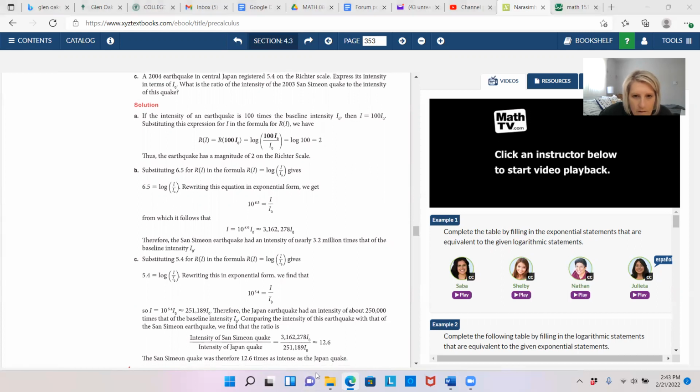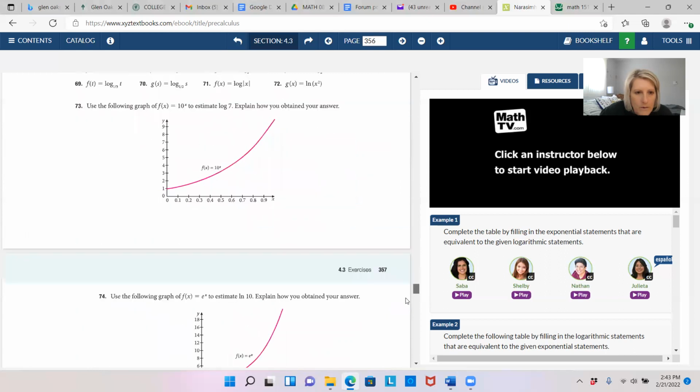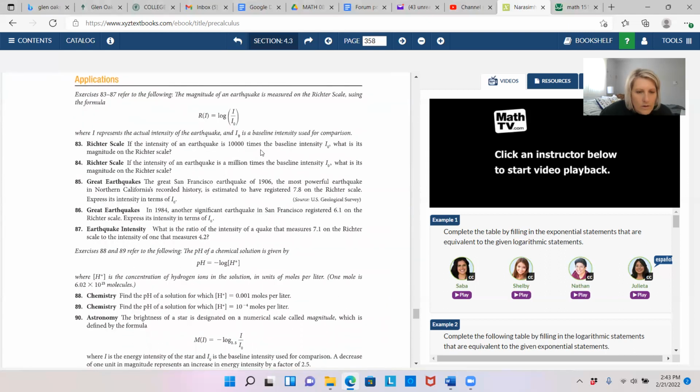So let's do a couple of our own. Actually, I'd like to look at number 84. So I'm just going to take you there in the book so you can read it. We can read it together, 84. So using our formula for the magnitude, which is R of I, the magnitude is equal to the log base 10 of I over I0. And 84 says, if the intensity of an earthquake is 1,000,000 times the baseline intensity I0, what is its magnitude on the Richter scale?